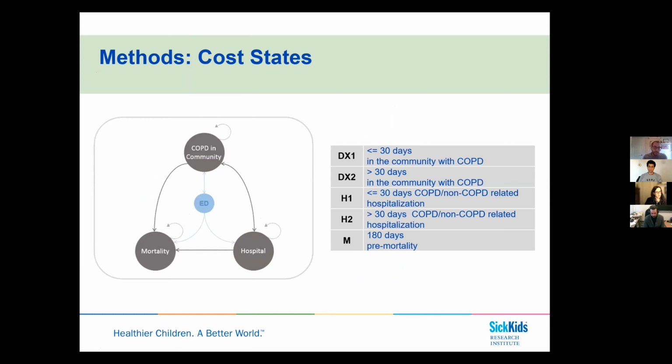So we started with a very simple model where you have someone who is diagnosed with COPD in the community, and they can be hospitalized. They could visit the emergency department and then be hospitalized, and then they can die in the hospital, or they can go back to the community, and they can repeat this exercise many, many times. So you have recurrent events at the hospital or the ED level, and mortality happens only once.